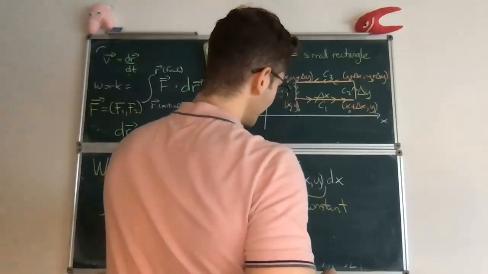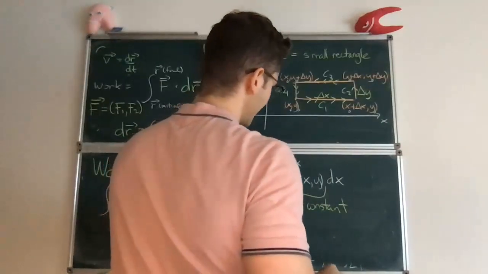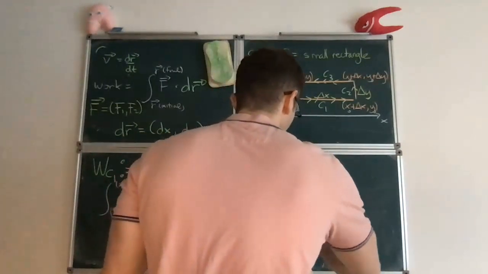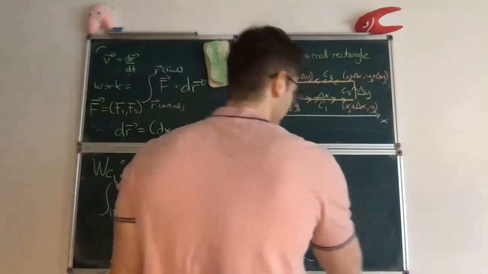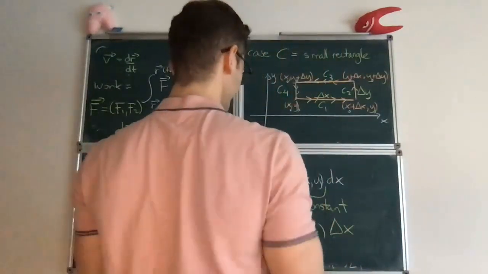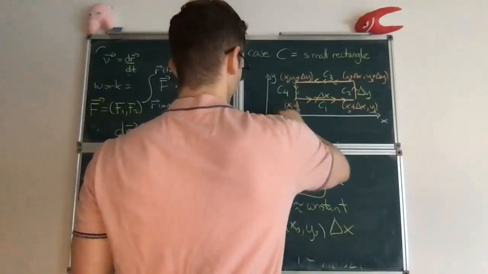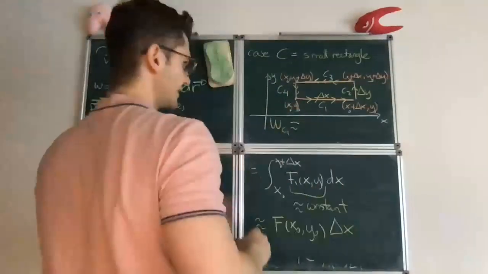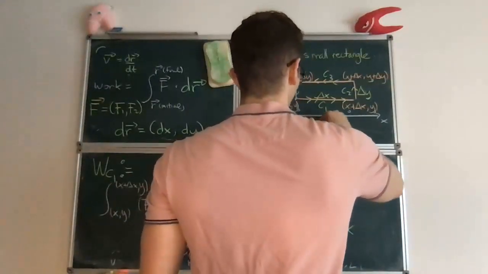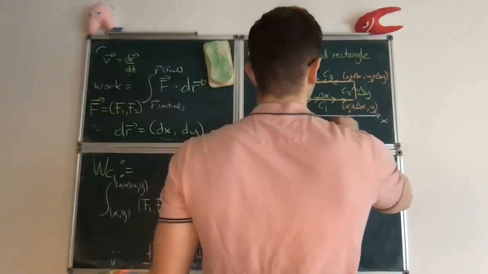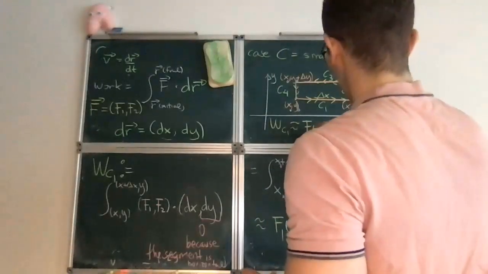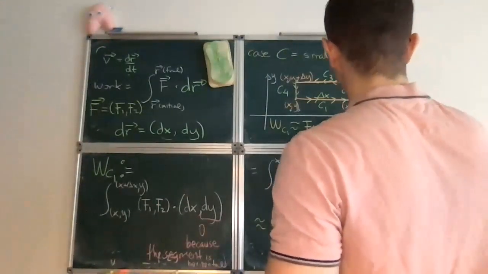If that's the case, then this integral is approximated by the value at the initial point. So it's just approximated by f1 of (x naught, y naught) times the length of this interval, which is delta x. Again, this is a horrible thing to do, but we will do it. So the work along the first curve is approximately equal to the first component of the vector field at (x naught, y naught) times delta x.